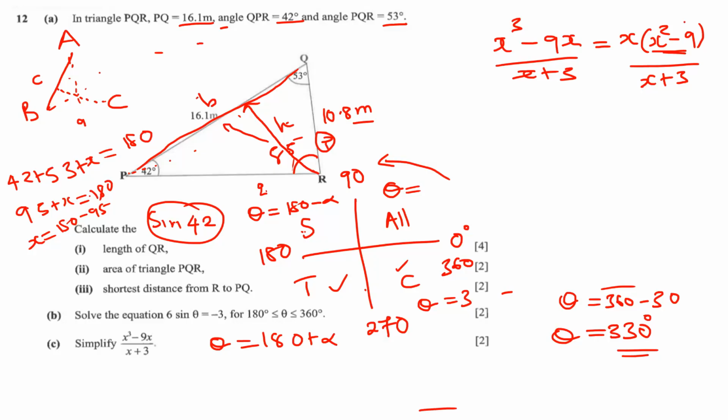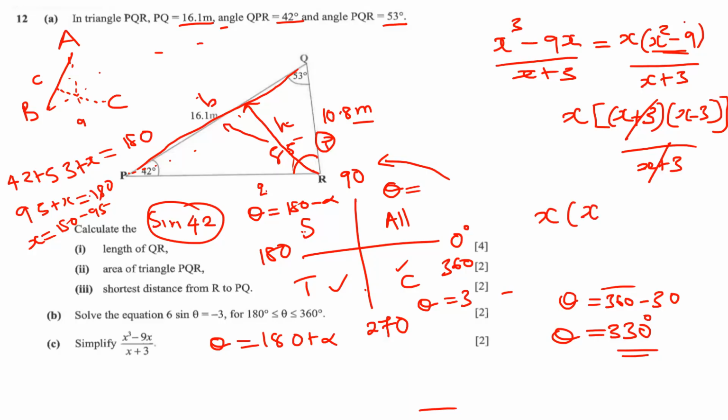Now, when you look at this one, you can express it in this form. So we are going to put this, then x plus 3, x minus 3 over x plus 3. x plus 3 and x plus 3 can cancel, so you are remaining with x minus 3 as the answer. All right, so that is how you answer the question.